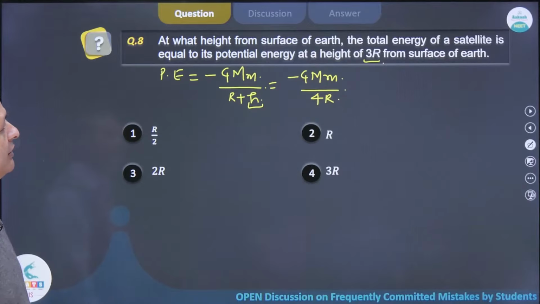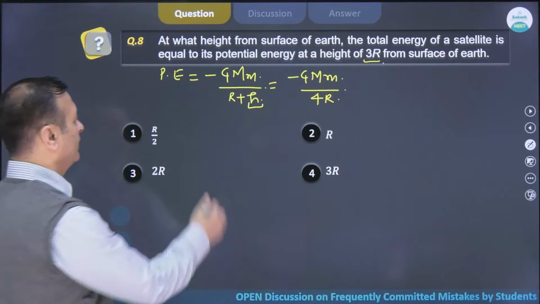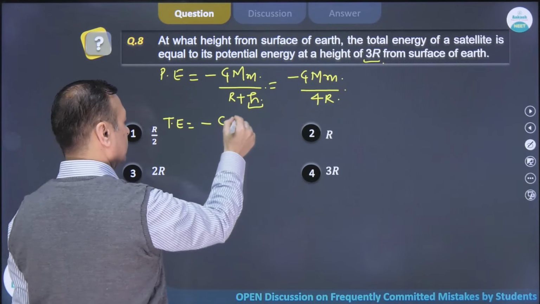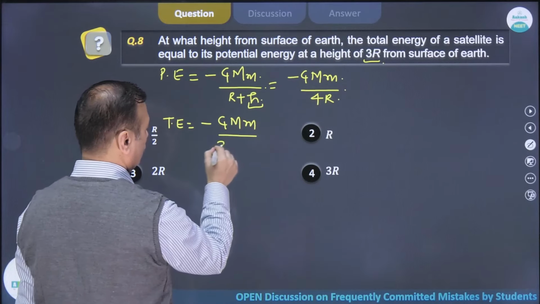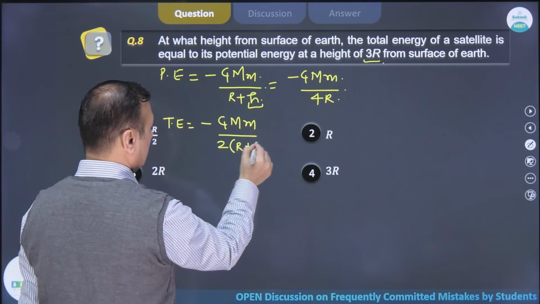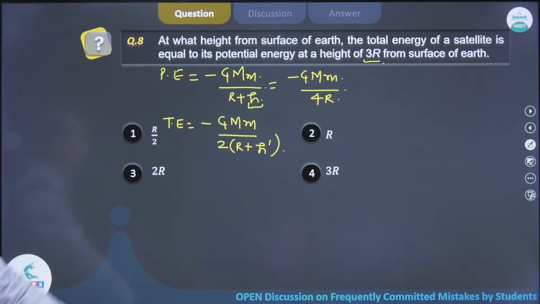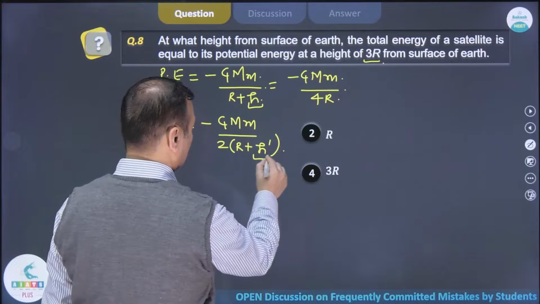This is the potential energy. Now the total energy of a satellite. What is the expression for the total energy? Total energy is minus G M m by 2 times (r plus h dash), where h dash is again the height, which we are supposed to find.